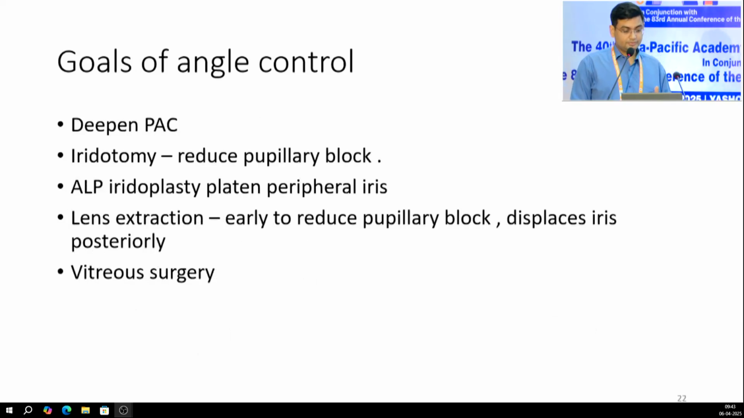So our goals will be to deepen the angle, to give an iridotomy to reduce the pupillary block, and we can use lasers to do iridoplasty, and we can also do lens extraction early to reduce any pupillary block. Usually if the lens swells more than 4.3, 4.4 millimeter, it's better to extract it in early stages. And in cases of malignant glaucoma, we have to go for vitreous surgery.